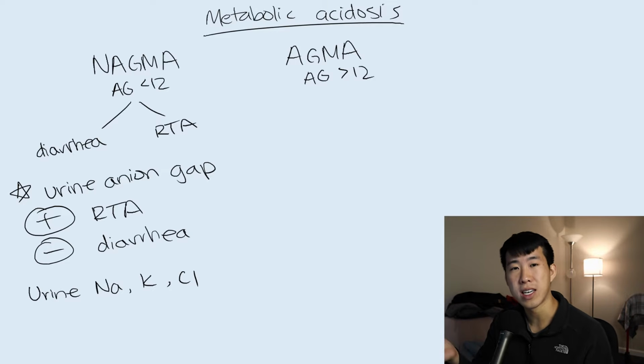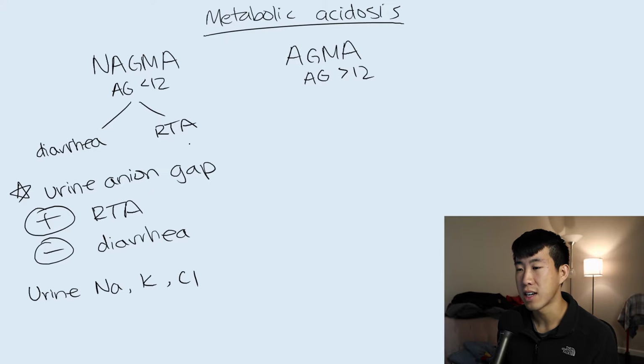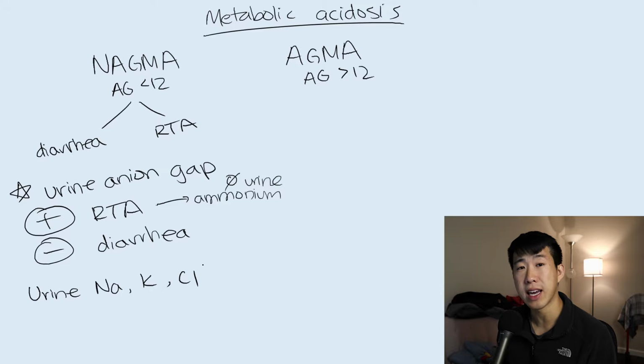So type 1 RTA happens when you can't secrete ammonium into your collecting duct in your nephrons. So this is a problem with ammonium. And chloride is basically a counter ion to ammonium. So if you have ammonium in your urine, then your urine chloride will be high. And if you don't have any urine ammonium, then your urine chloride will be low. So in this case, with a patient with an RTA, this patient's urine chloride is going to be low, right?